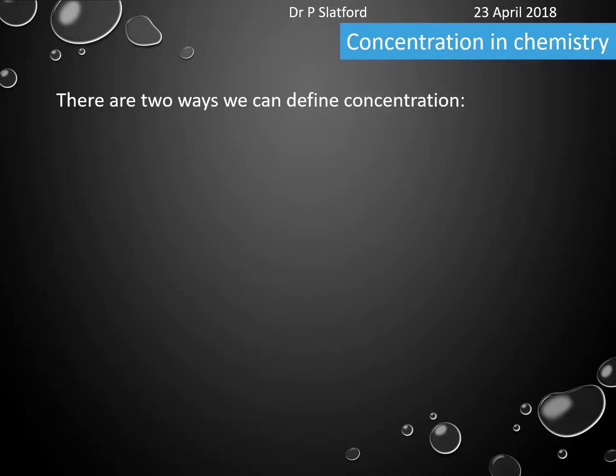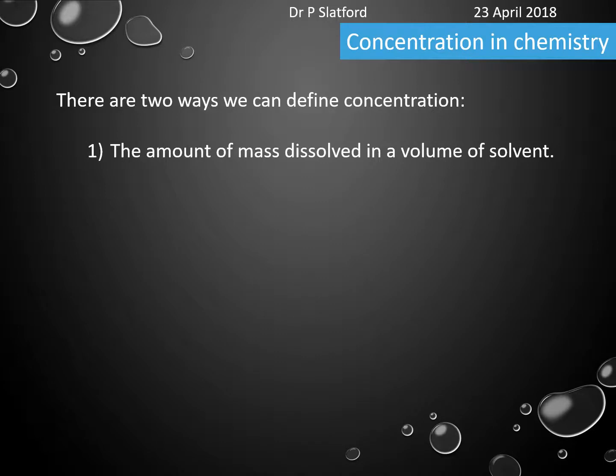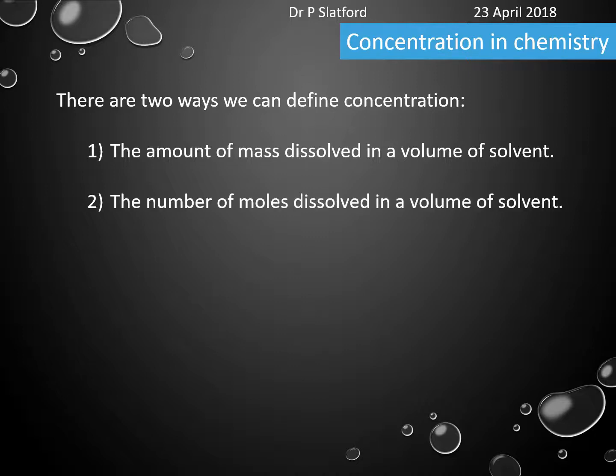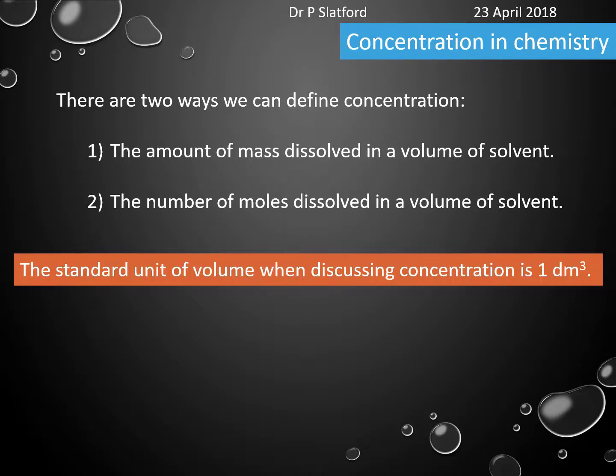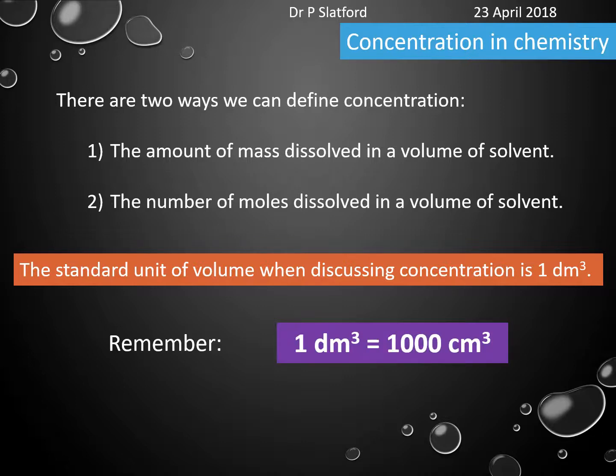So we're going to define concentration in 2 different ways. The first way is the amount of mass dissolved in a volume of solvent. And the second way is the number of moles dissolved in a volume of solvent. The important piece of information here is that the standard unit of volume when we're discussing concentration is 1 dm cubed. And just to remind you, 1 dm cubed is equal to 1000 cm cubed, and you may need to do some conversions between these. So you should be comfortable with that.